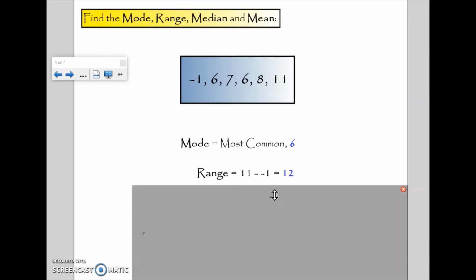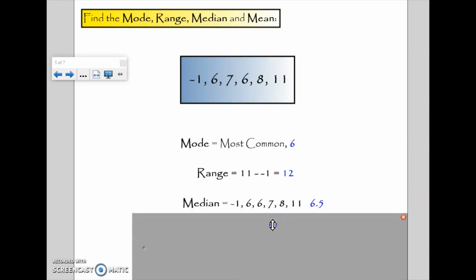When I come to work out the median, I put the data in order. Okay, so I put the data in order from smallest to biggest. But because we have an even amount of values in this data set, we're going to be left with 2 values in the center, 2 values in the middle. And it is at that point where we need to work out the midpoint, or the average, or the mean of those 2 values. So you can see here, I've put the data in order: -1, 6, 6, 7, 8, and 11.